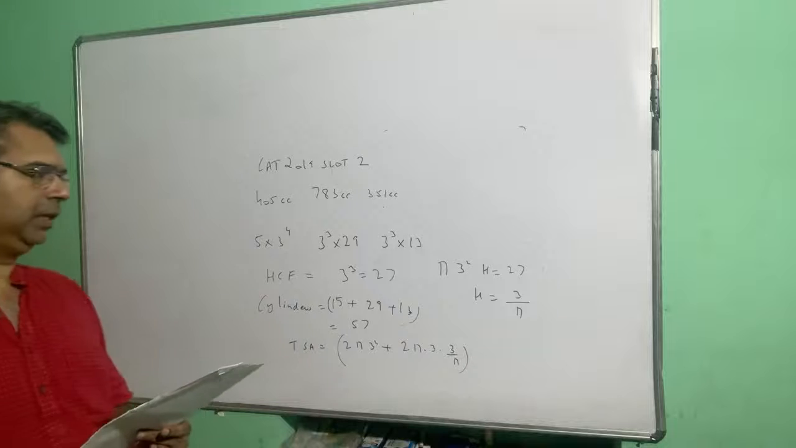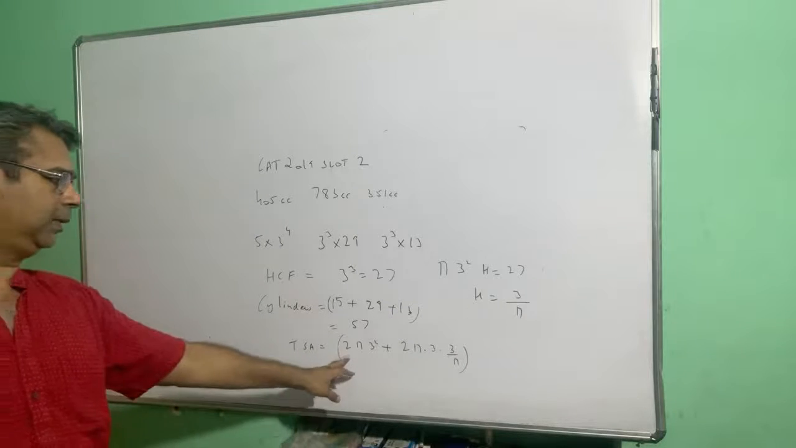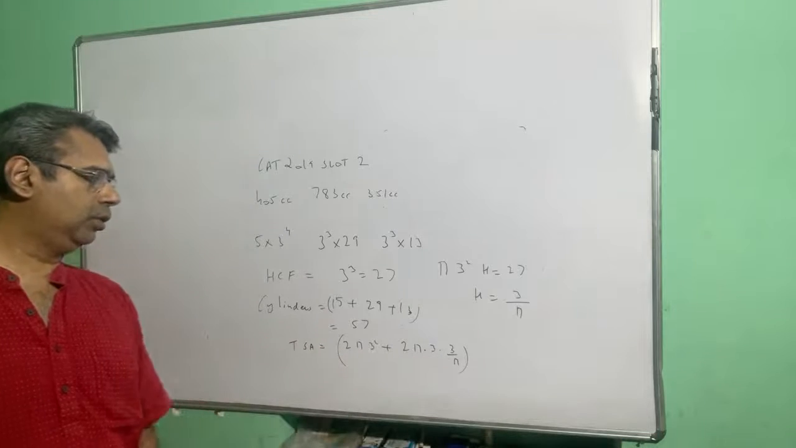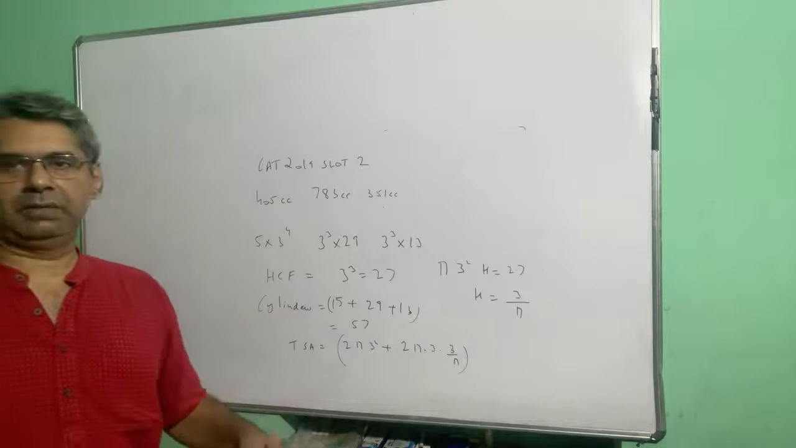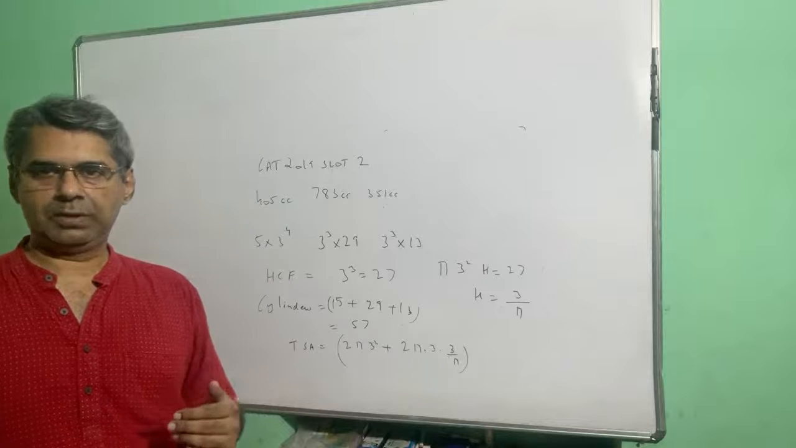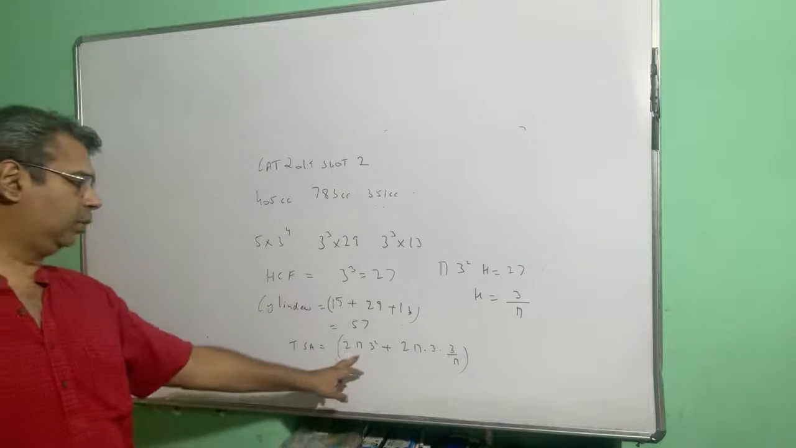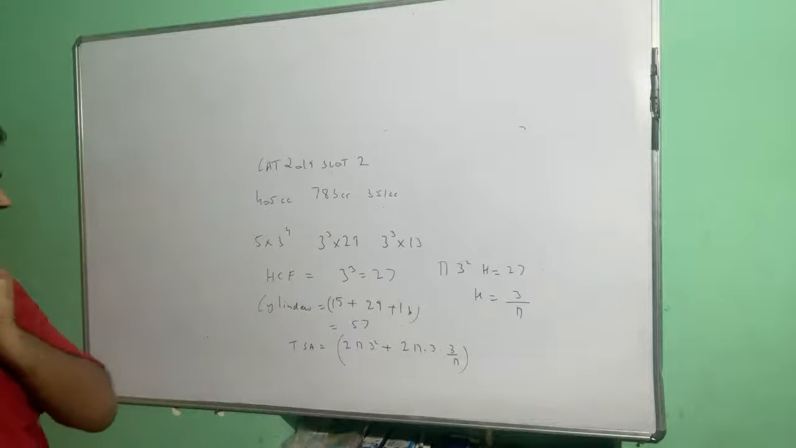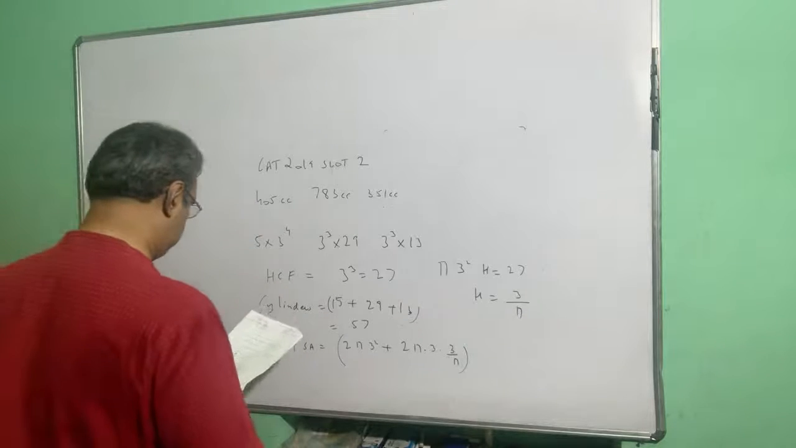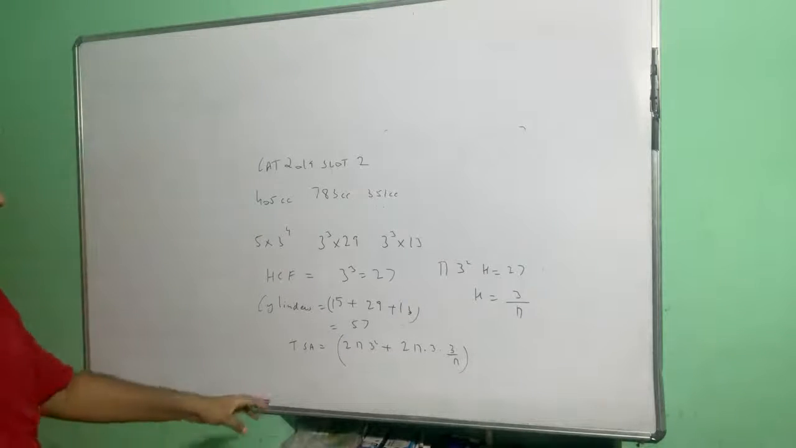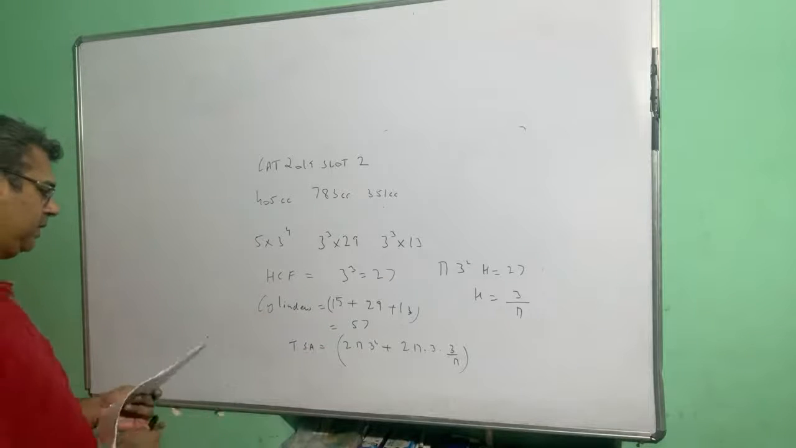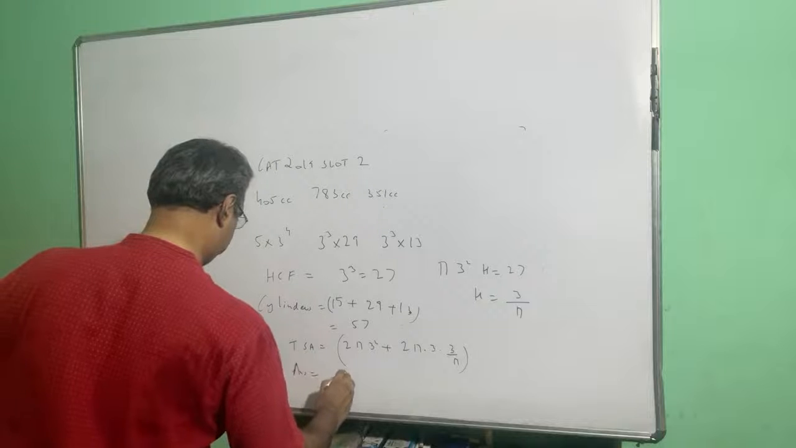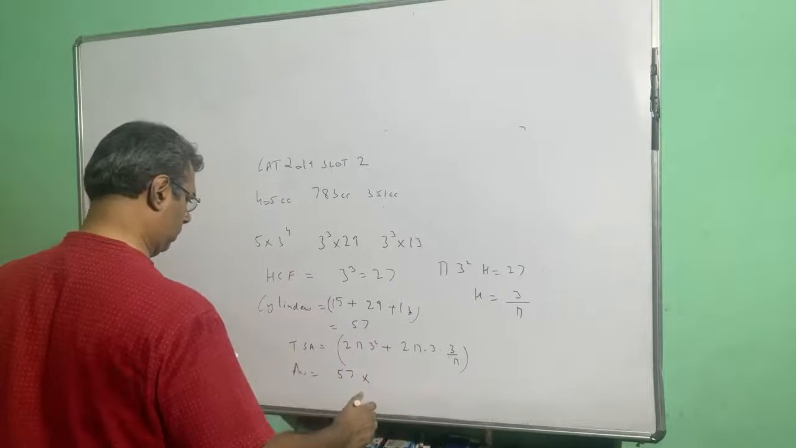The total surface area of any particular cylinder will be 2 pi into 3 square plus 2 pi into 3 into height. You know the total surface area of a cylinder is 2 pi r square plus 2 pi rh. So it will be 2 pi into 3 square plus 2 pi into 3 into 3 by pi. This will be the total surface area of a particular cylinder, and the number of cylinders is 57. So the answer will be 57 into this whole thing.